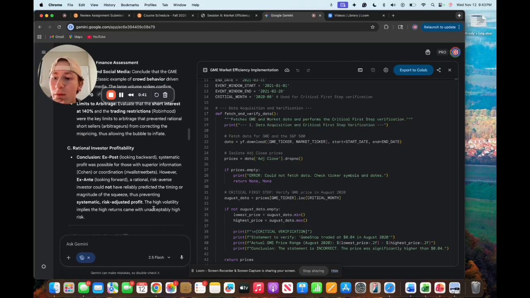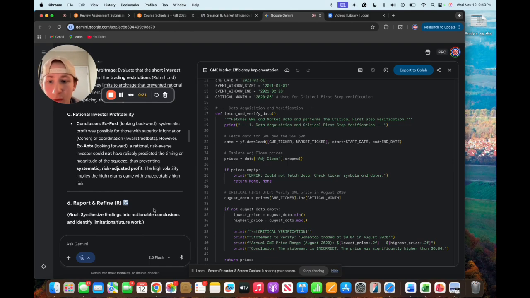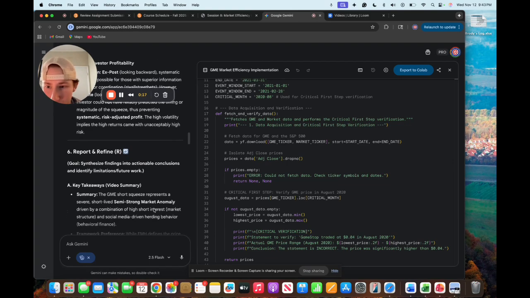The rational investor profitability conclusion: ex post, looking backwards, systematic profit was possible for those with superior information or coordination. However, ex ante, a rational risk-averse investor could not have reliably predicted the timing or magnitude of the squeeze, thus preventing systematic risk-adjusted profit. The high volatility implies the returns came from unacceptably high risk.